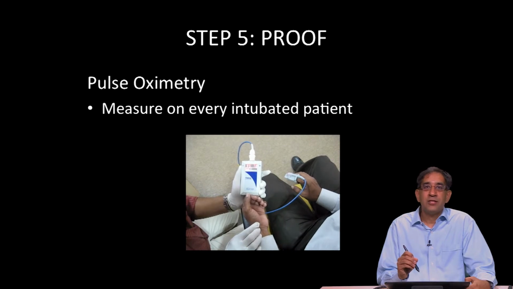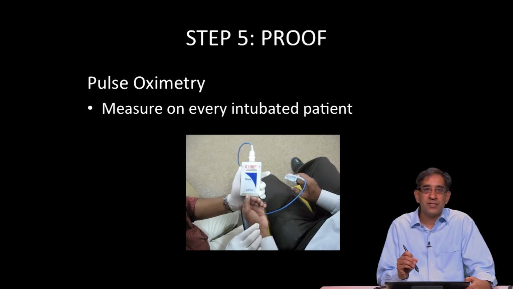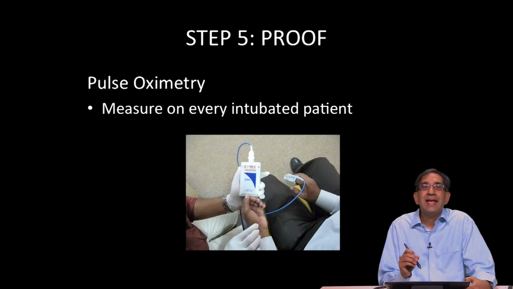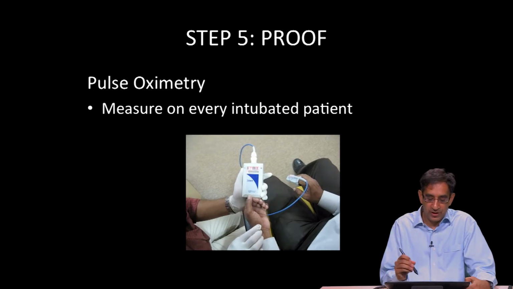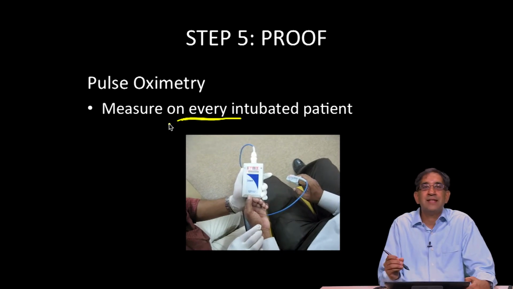Another way of determining whether the patient has the tube in the right spot or whether they have endotracheal intubation is to check for pulse oximetry, and you want to measure this on every patient that's intubated.